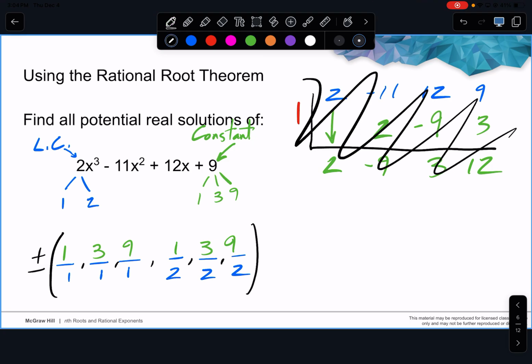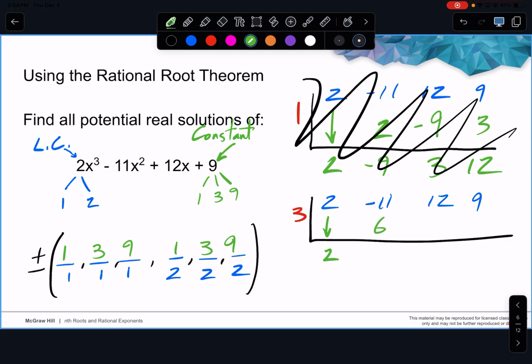So what do we do if it doesn't work? Cross it out. Do a different one. All right. So what's a different one you guys want to do? 3 sounds great. Let's do 3. This is why I put that 6 there, because I had this in my brain. Yay! We get it. 3 works.